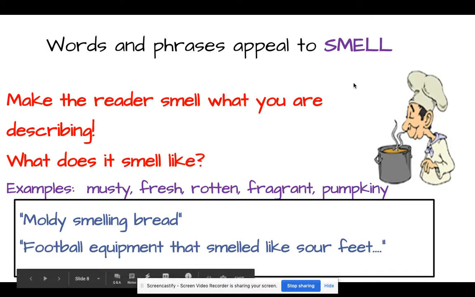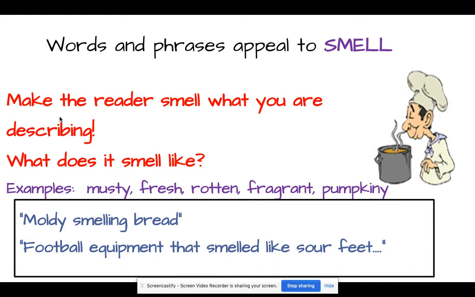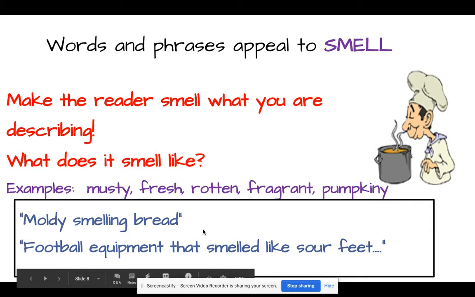Words and phrases that appeal to smell. These aren't as common, but these are words that would actually make the reader smell what you're describing. So what does it smell like? Is it musty, fresh, rotten, fragrant, or one of my favorite smells for this time of year, pumpkin-y? So I'm thinking of the moldy smelling bread or football equipment that smelled like sour feet. Ugh.